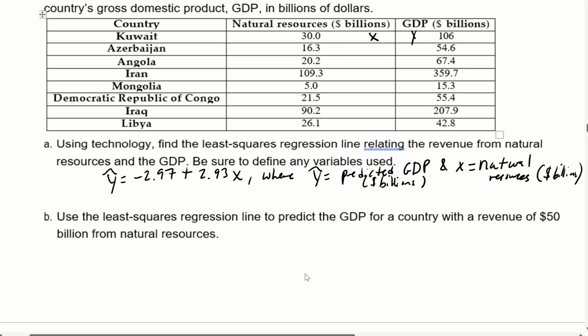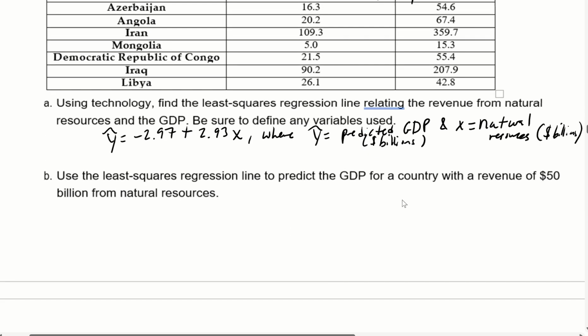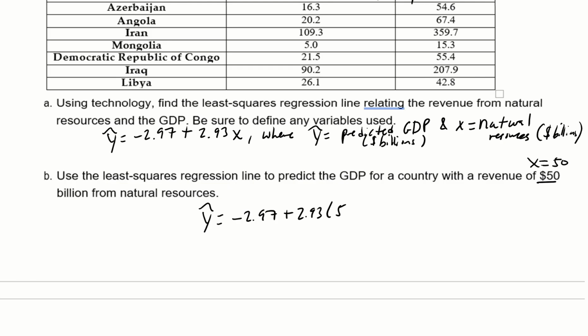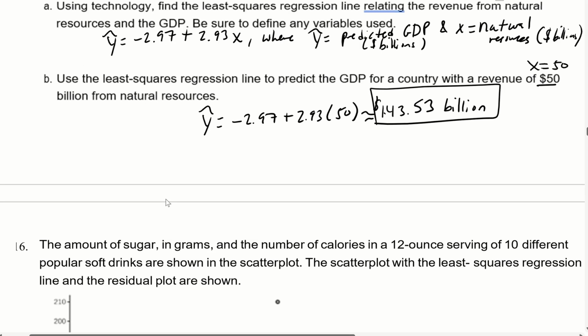All right. And then using the least squares regression line to predict the GDP for a country with a revenue of $50 billion. Okay, so we got y hat. So that means x equals 50. Okay, $50 billion. To do that, all right, so we get 143.53. All right, so that's going to be 143.53 billion dollars. All right, and that's it for that one.